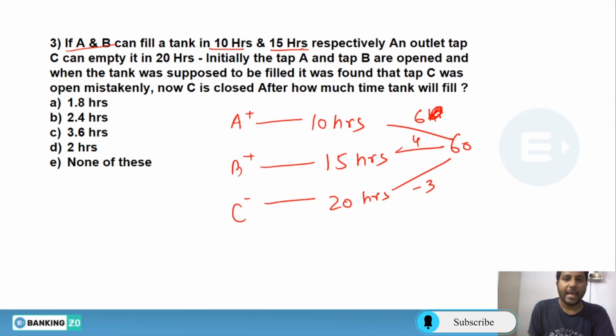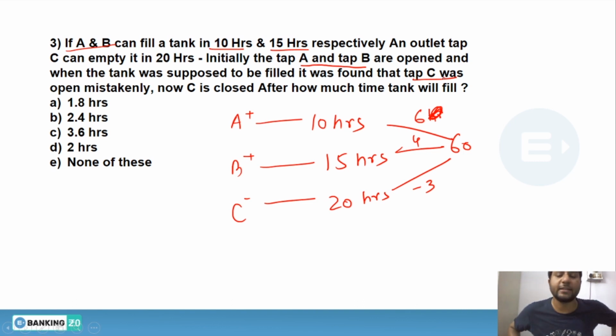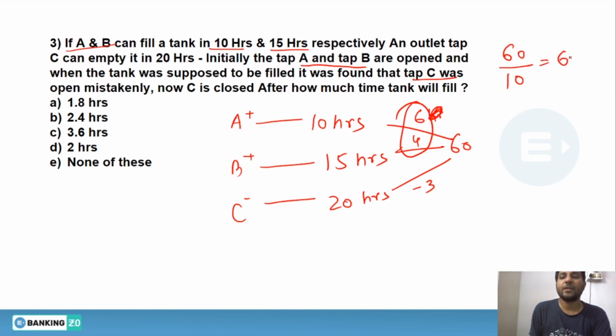As we have seen, initially tap A and tap B are open, and when the tank was supposed to be filled, it was found that tap C was open mistakenly. That means originally only these 2 filling pipes should have filled the tank. So in how many hours can they fill it? They can fill it in 6 hours.